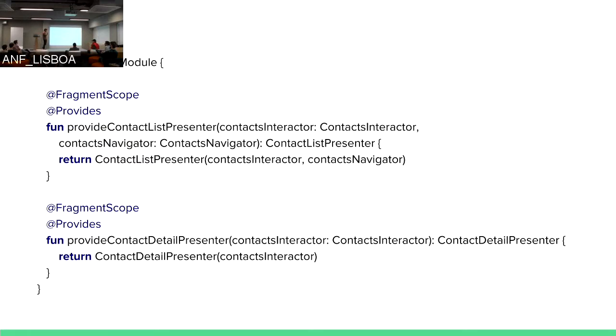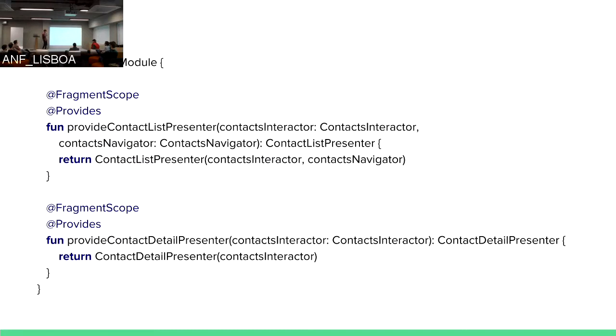Okay, so the presenter module is here with both presenters. Now it's interesting because both are annotated. If they were not annotated with any scope, they would be created every time. So if there's no fragment scope annotation here, every time someone asks for it, it will be a new instance, a new instance, a new instance. So that's why we need to annotate if you want to respect the scope.